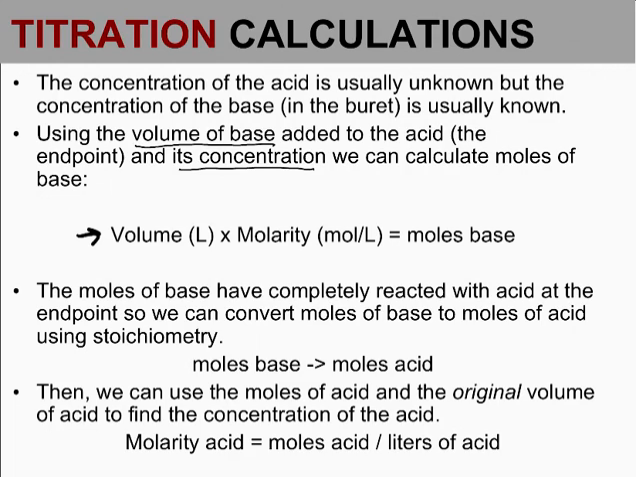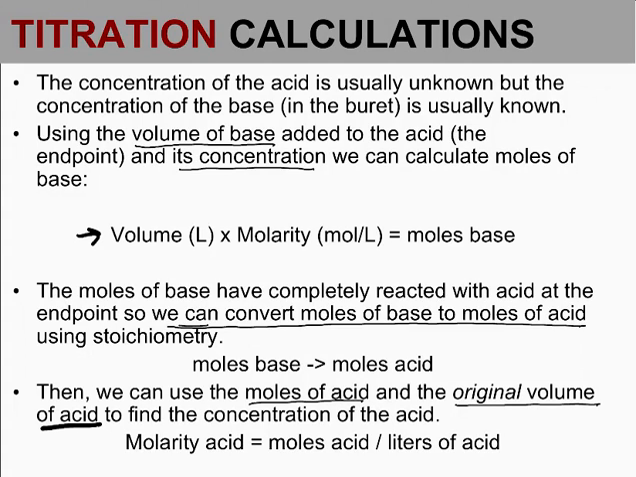So sometimes, though, the ratio of acid to base is 2 to 1 or 1 to 2, so we do have to take that into account. But once the moles of base have completely reacted with acid at the end point, we can convert moles of base to moles of acid using stoichiometry, so the ratios between them. Then we can use the moles of acid that we determined and the original volume of acid that we had at the beginning to find the concentration of the acid.